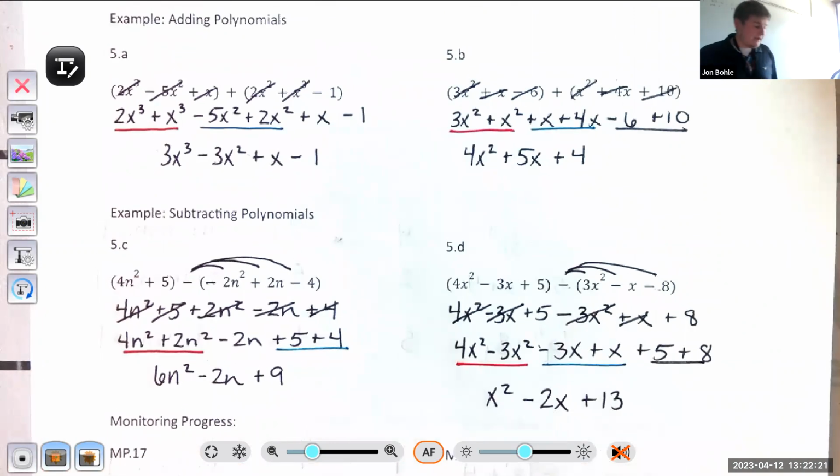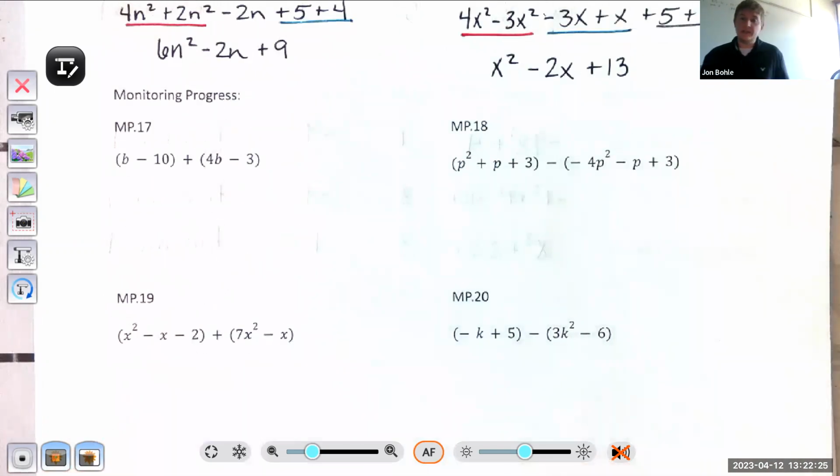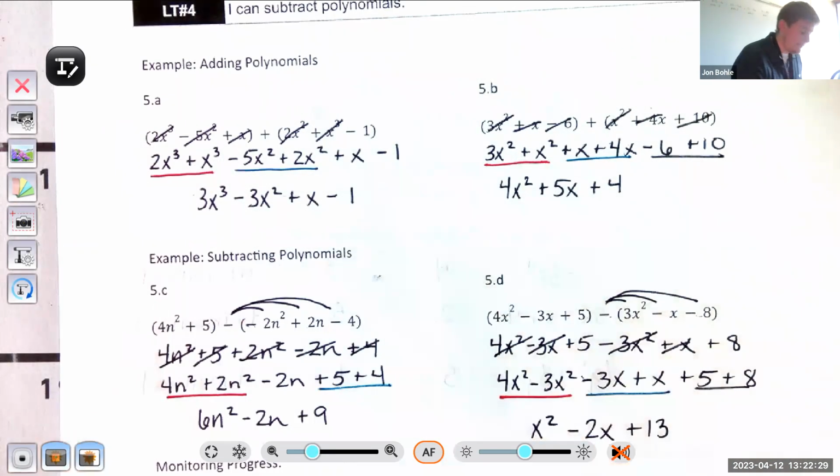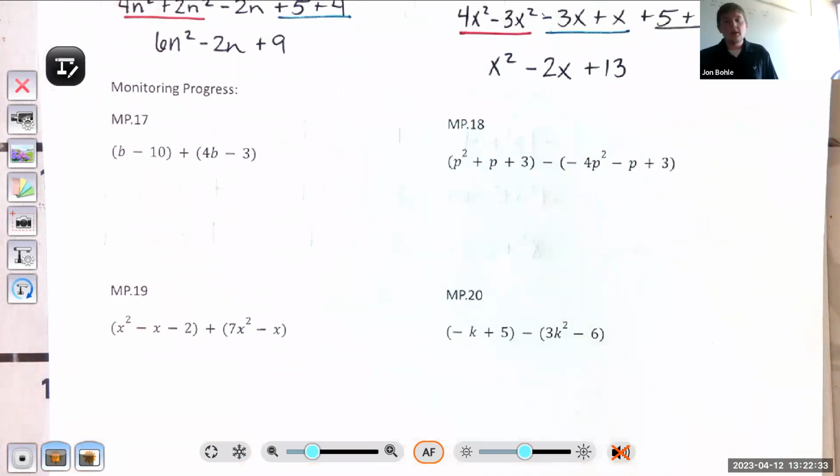Okay, now you gotta be careful in the monitoring progress. Make sure you pay attention to which ones are plussing and which ones are minusing. It doesn't give you bulleted examples like that, okay? So otherwise, pause the video, go ahead and try these problems on your own. Unpause it when you're ready to check your work. So at this point, I'm assuming that you've already tried these problems and you're ready to see how you did.